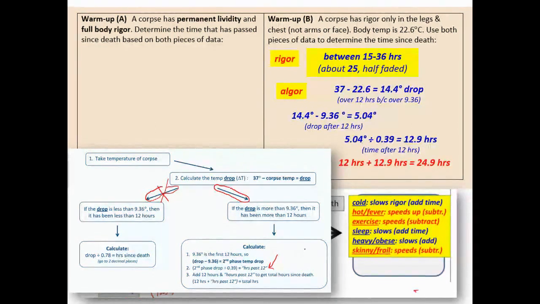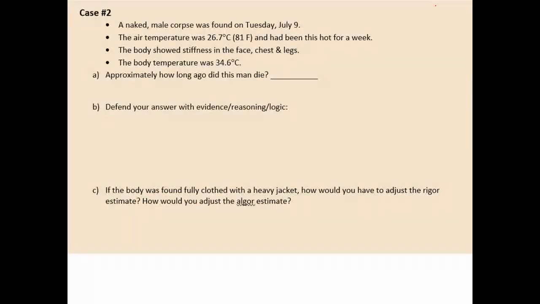Remember, when you are in this part of the flowchart, your final calculation is always going to be 12 plus something. Okay, 12 hours for the first 9.36, and some other number that you calculate for the chunk after that. And so these match pretty well. We could say our time of death was about 25 hours ago. That usually doesn't work out this nicely, but our guess of halfway between 15 and 36 worked out okay. All right, so, all right, next up, case 2.